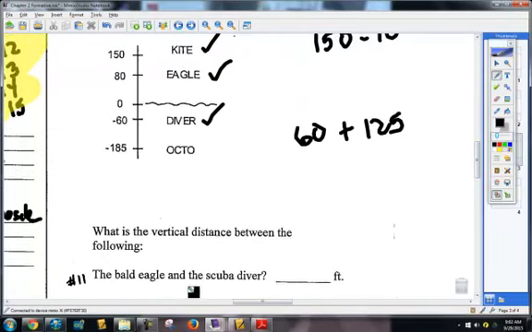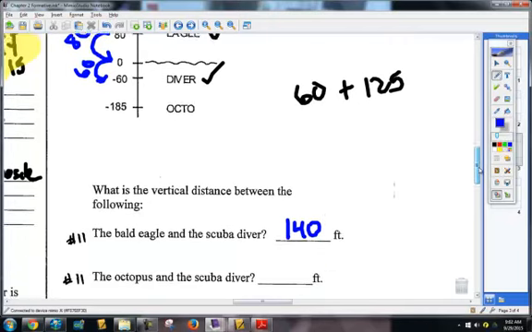What is the distance between the bald eagle and the scuba diver? Well, I always like to use the example. The eagle's flying along. All of a sudden it wants to go down there and take a bite out of the diver. So how far does that eagle have to travel just to get to the water? 80. How far does it need to go then to get to the diver? 60. So what's 80 plus 60? 140 feet.